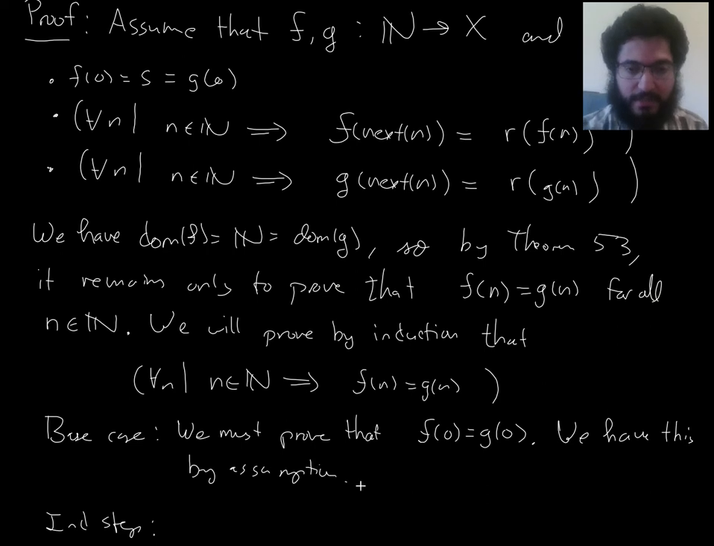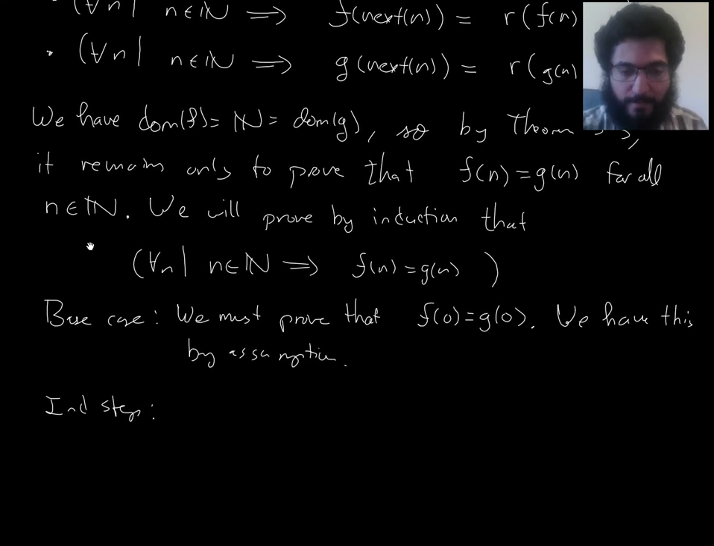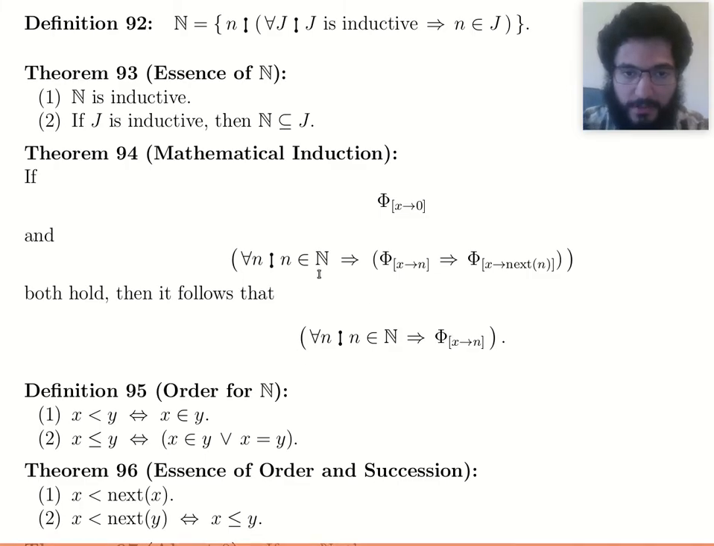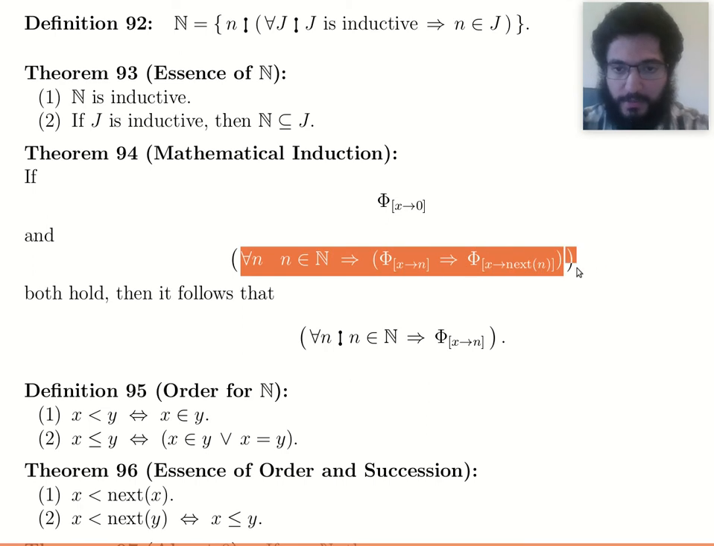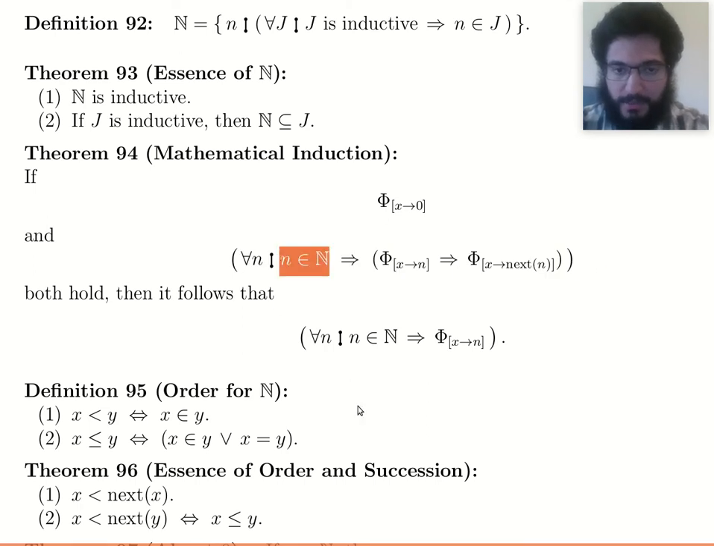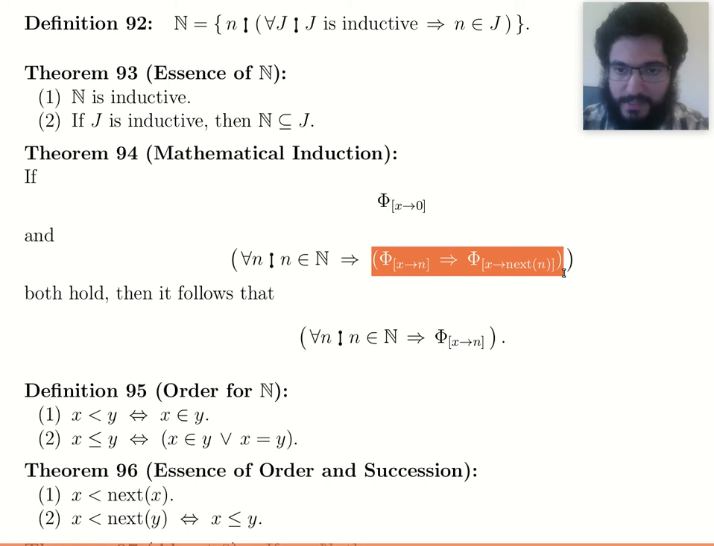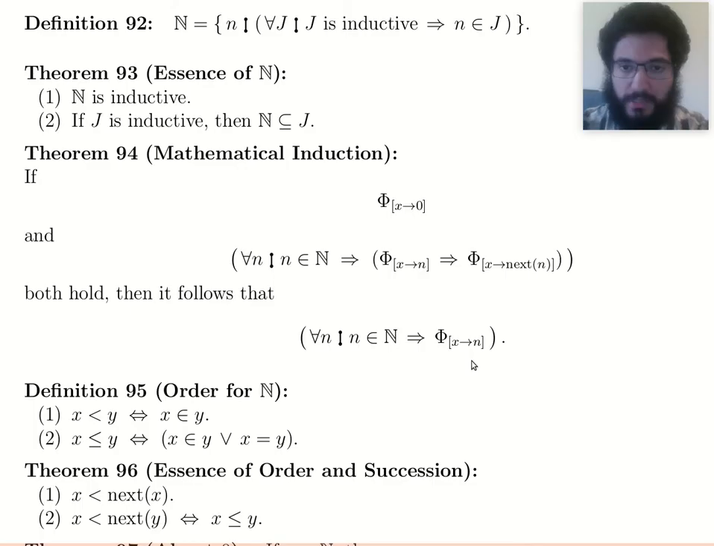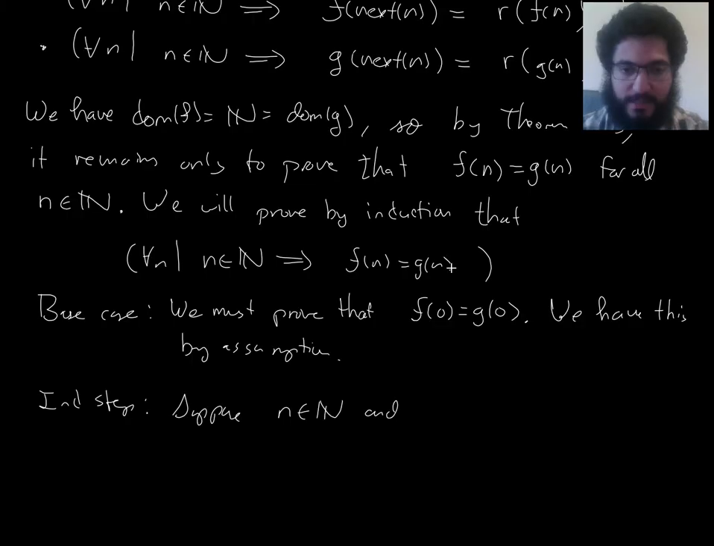So base case done. Now for the induction step, I get to assume, so suppose n is a natural number. That's because this is what I'm proving for the induction step, and I get to suppose n is a natural number. Then I'm trying to prove this. So assume now the induction hypothesis: assume f of n equals g of n.